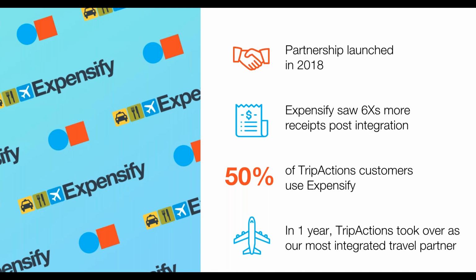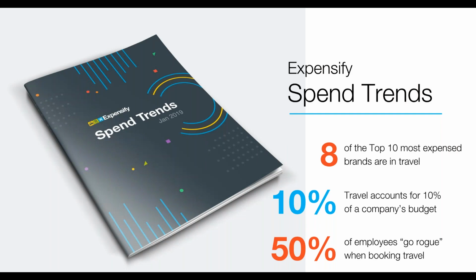But let's take a step back and zoom out a bit and look at what business travel more broadly looks like. We actually just finished our 2019 spend trends report, and we analyze all of our travel and expense data in order to glean some really interesting takeaways. One of the big things is that travel is king, and that 8 out of the top 10 most expensive brands are in travel. The only non-travel related merchants there are actually Home Depot and Starbucks. You might even be able to argue that Starbucks is a travel brand, considering how much coffee you drink on the go when you're traveling.